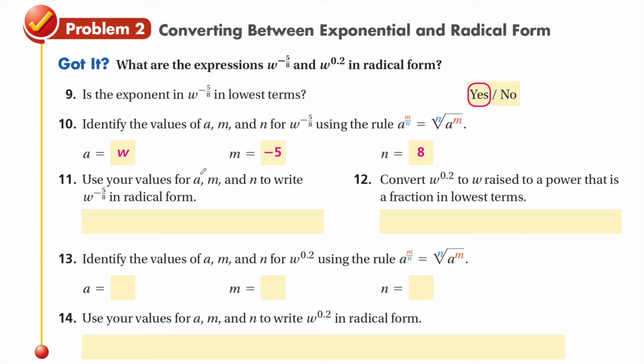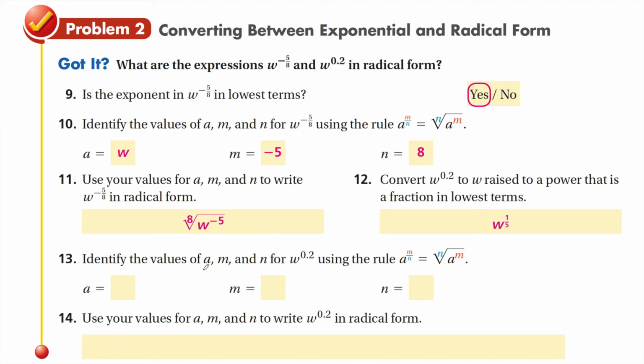Using your values for a, m, and n to write the w raised to the negative 5/8 in radical form, I'm just going to literally plug it in straight up. So we are going to have the 8th root of w raised to the negative 5th power. Now, how do we do that same exact conversion with 0.2? So I'm going to rewrite that 0.2 as w raised to the 1/5 power, because 1/5 is 0.2.